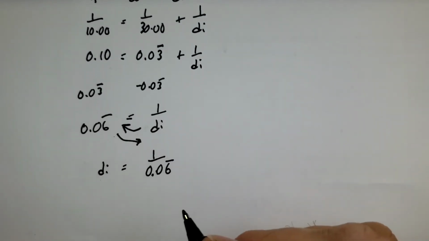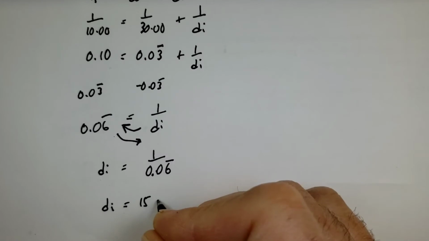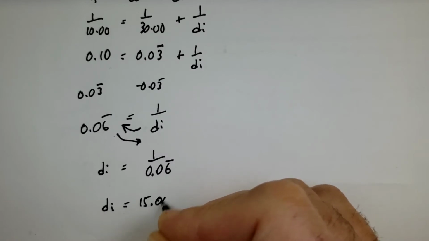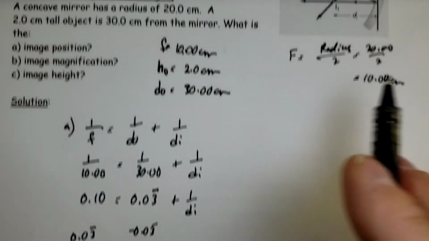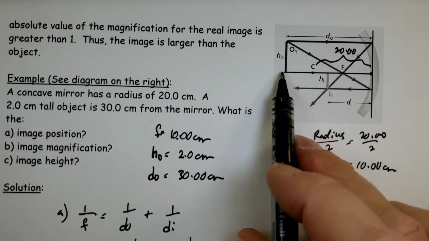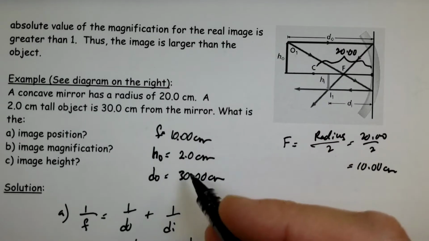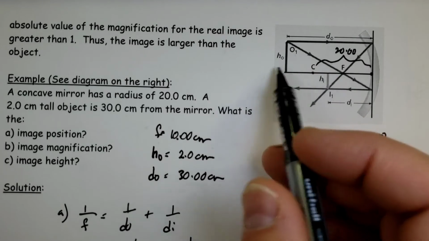So I get that, and that'll work out to be 15. I'll go 2 decimal places for the measurement there. 15 centimeters. So what that means, as you can see here, is my object was beyond where C is. So my C value was 20, but the object is beyond there.